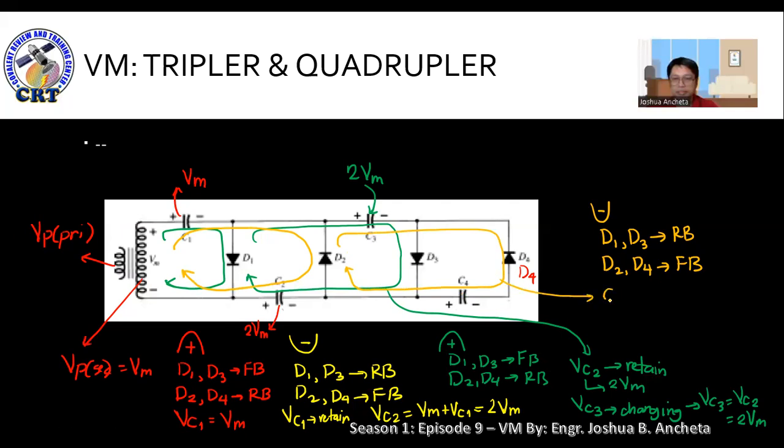And in this loop, C4 is charging. Up to what amount? If you look at this loop, C3 is involved. So it will charge up to VC3. Therefore, it simply means that VC4 is equivalent to VC3, which is 2 Vm also. So almost all of them charge up to 2 Vm. Just take note of that. VC4 is also 2 Vm. So take note of those values.